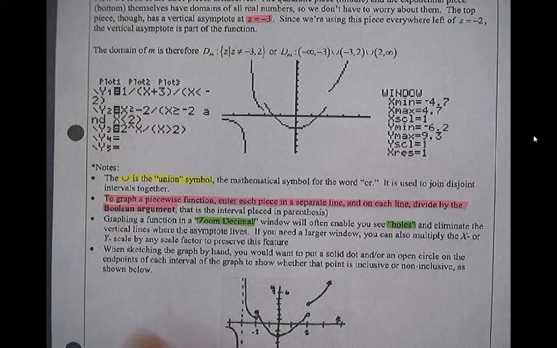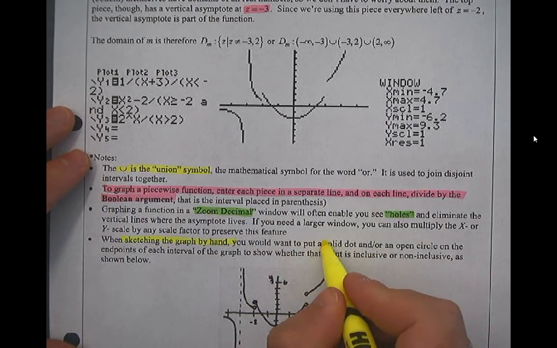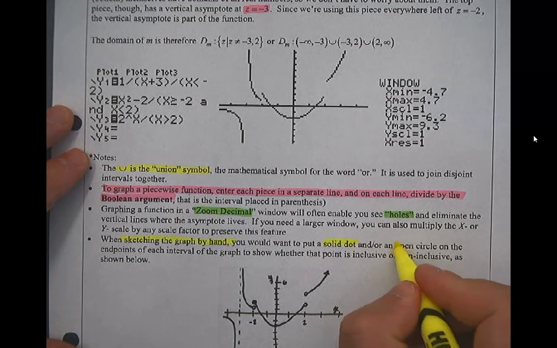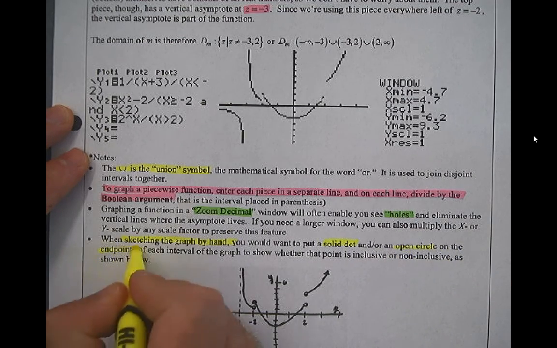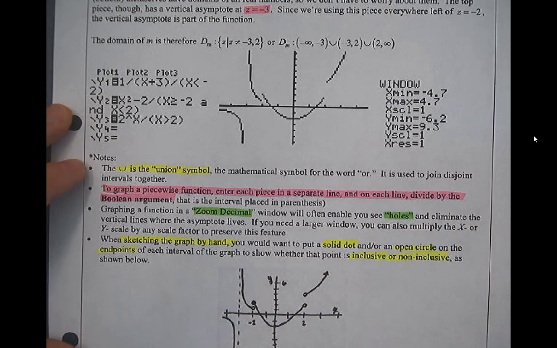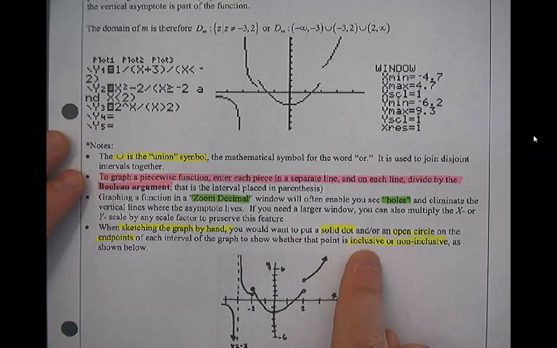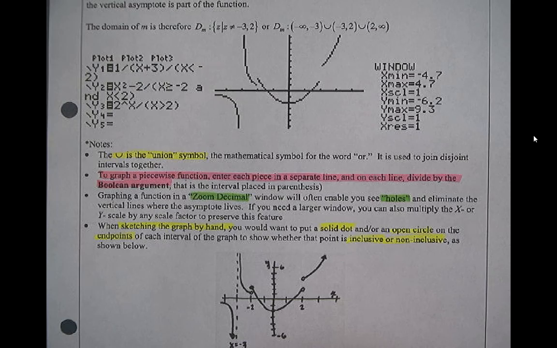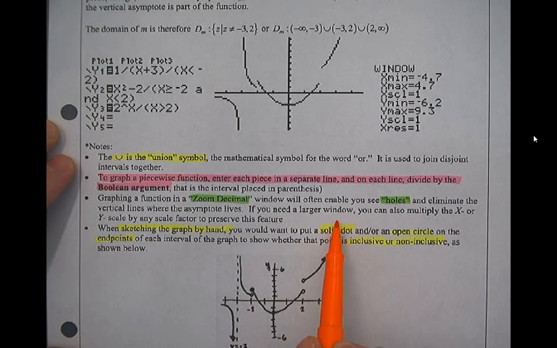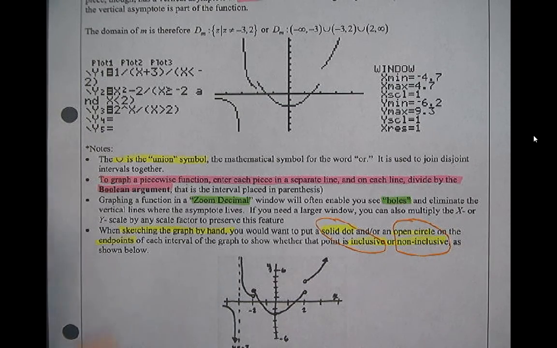What else do we have? When sketching a graph by hand, remember, now that we actually are trying to draw this thing, we want to put a solid dot or an open circle on the endpoints of the interval to decide whether they should be included or not included. Remember how that works? Solid dot is inclusive, open circle means not included. All right, so that's it for the notes. Give the homework a try. Good luck.